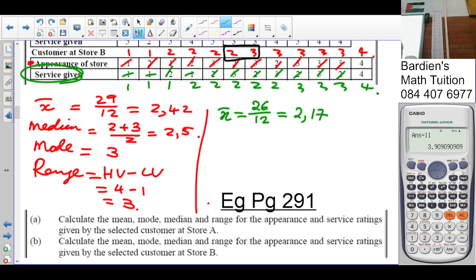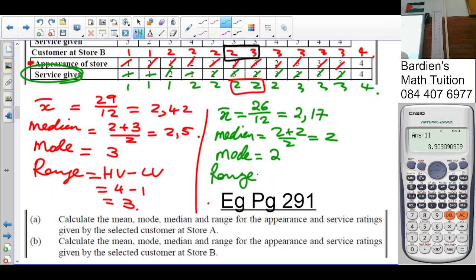Alright. What's the median? The median is the middle number of the sorted order, not so? So it's 1, 2, 3, 4, 5, 6. 1, 2, 3, 4, 5, 6. There are 2 numbers in the middle, which are 2 and 2. So 2 plus 2 divided by 2 is 2. The mode is the number that occurs the most. 2 occurs 1, 2, 3, 4, 5 times. So 2 is the mode. Range: the highest value minus the lowest value. 4 minus 1, which is?